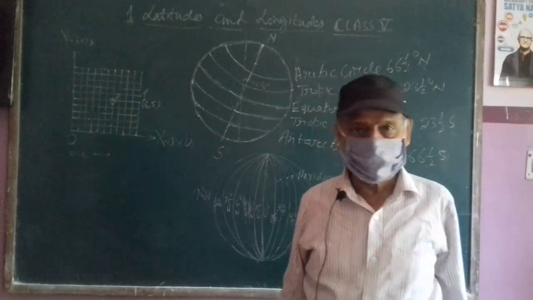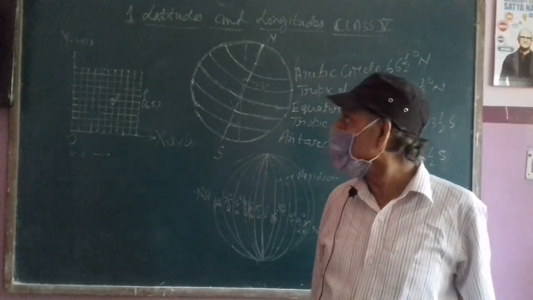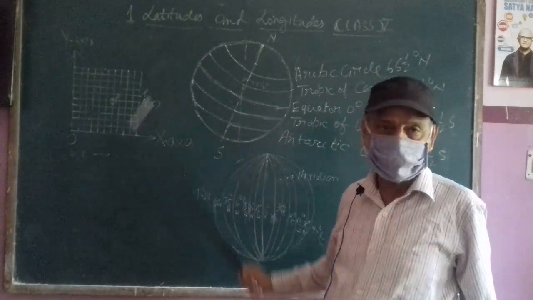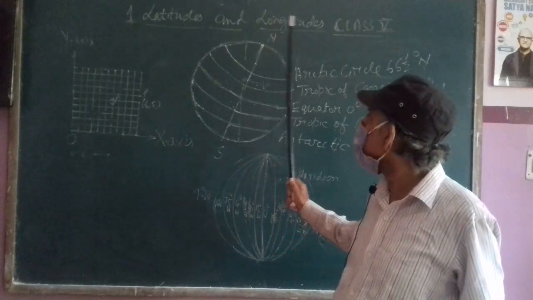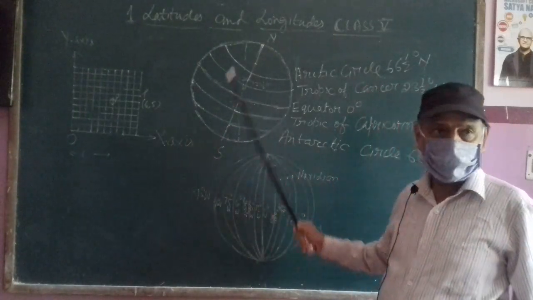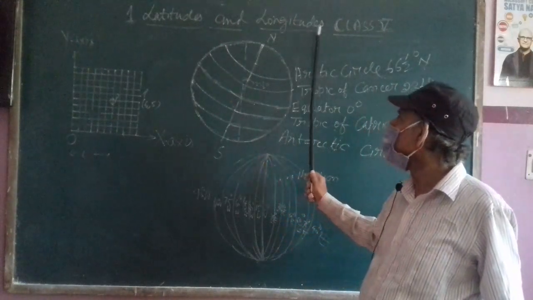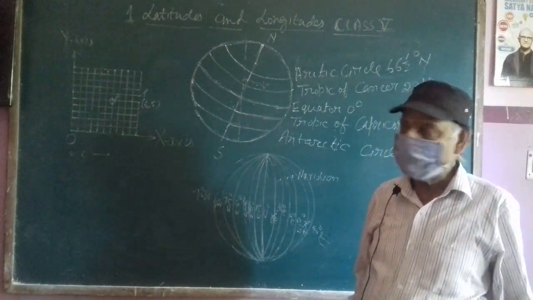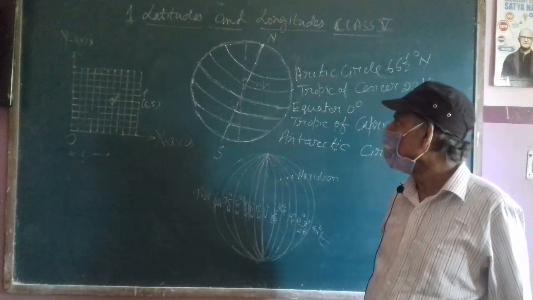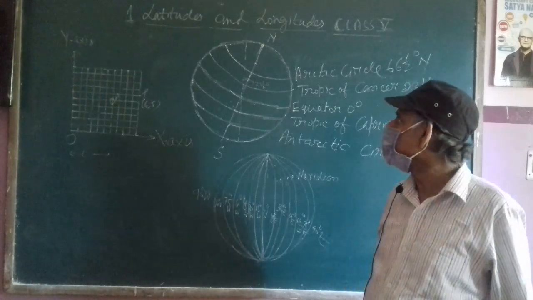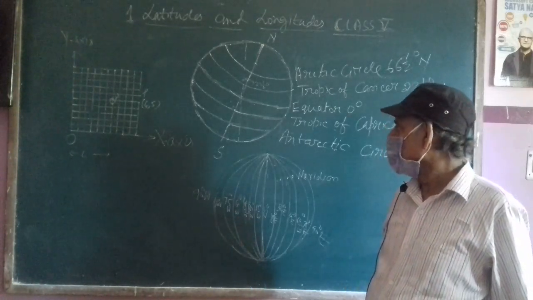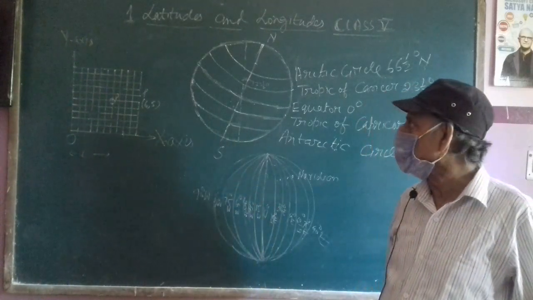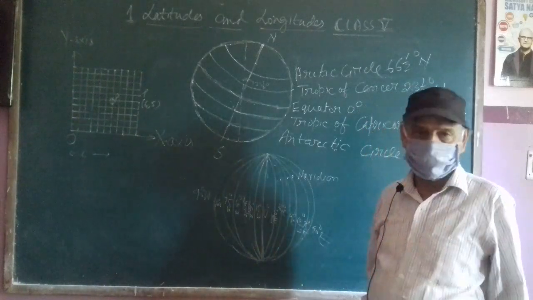My dear children, today I am telling you about the first and very important chapter of geography of class 5. The topic is latitudes and longitudes. They are very important. A child who studies geography must know about latitude and longitudes. Before telling you about latitude and longitude, I will tell you the importance of latitude and longitudes.